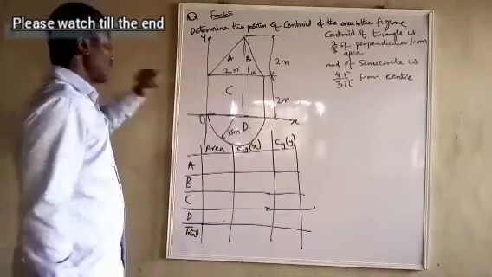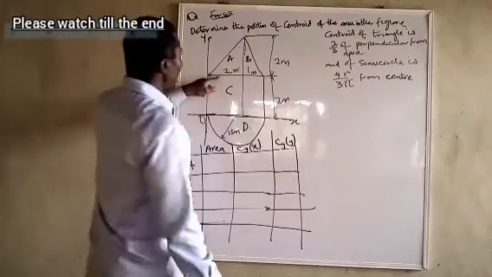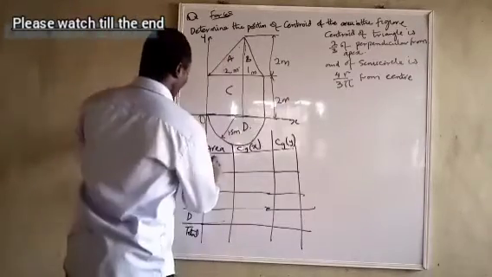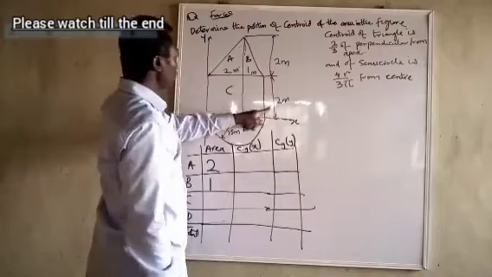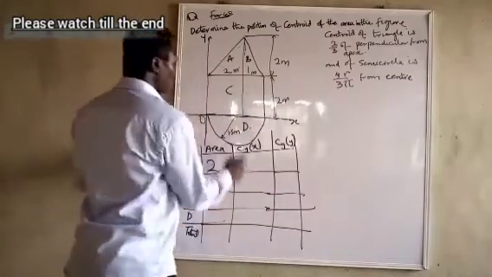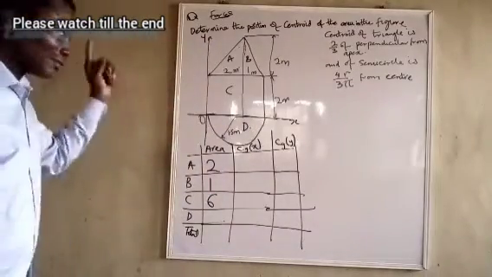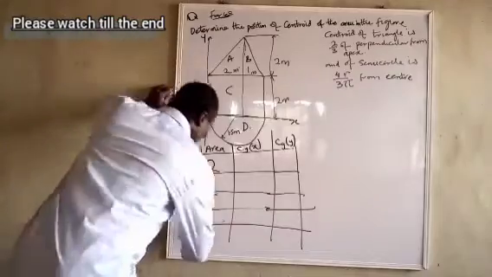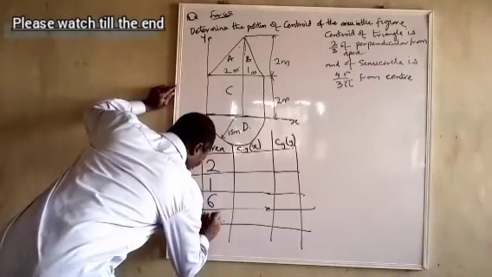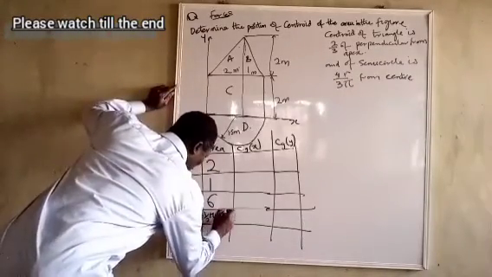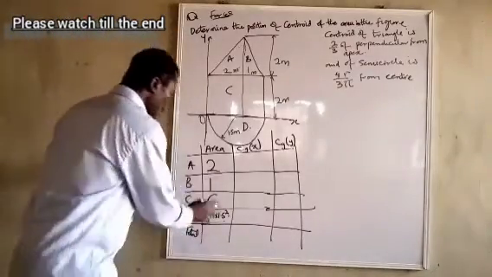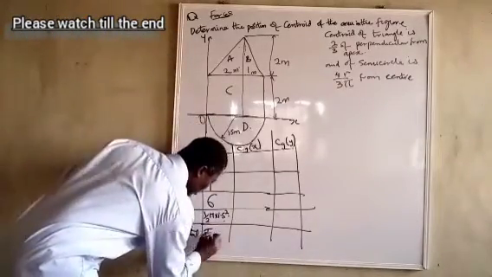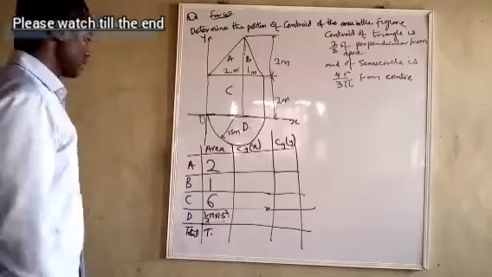For A, the area is half base times height. So this one is 2 times 1. For this one, it is 2 times 3. That is 6. For this one, it is half pi r squared. That is half pi 1.5 squared. And then we leave it like that. So this will be the total, the sum of all this.